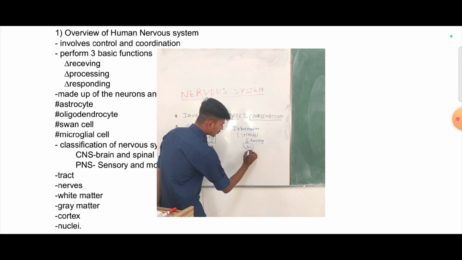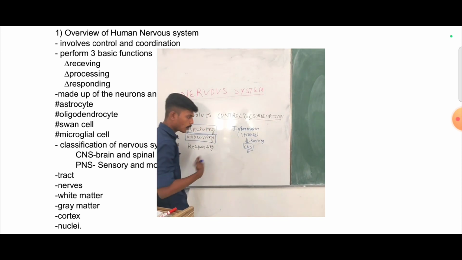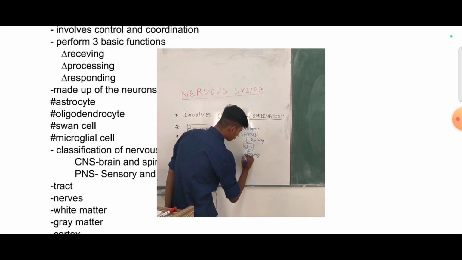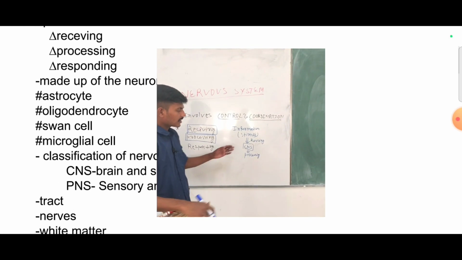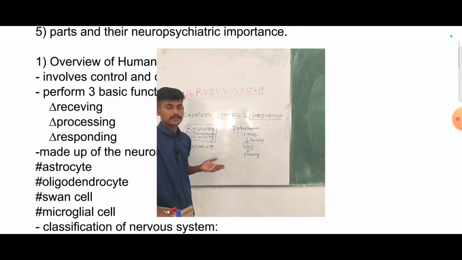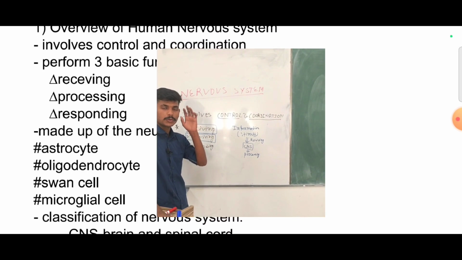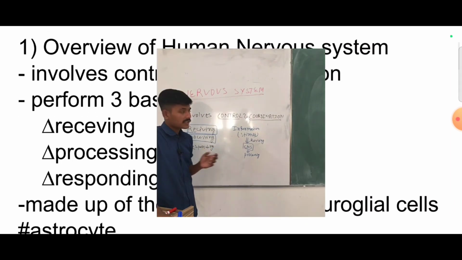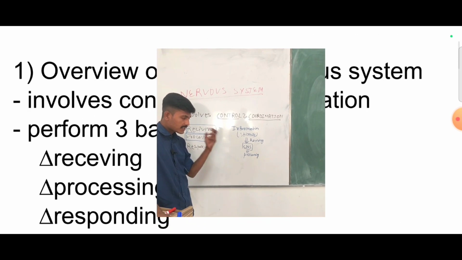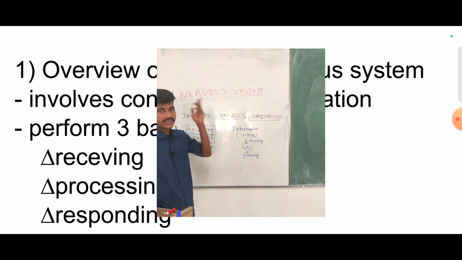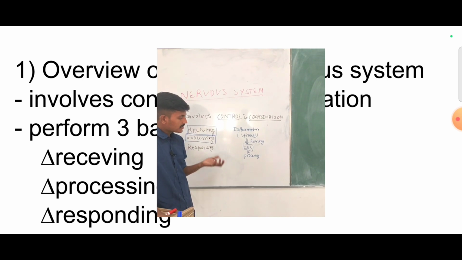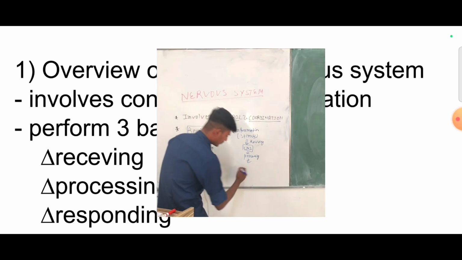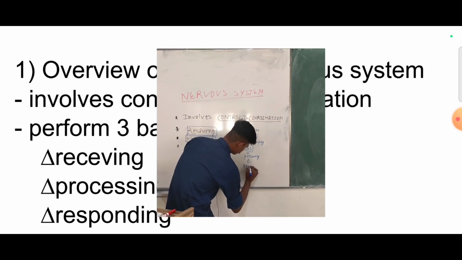Then after the receiving, the central nervous system should analyze and process. How will they process, and what is the basis? The basis is that the central nervous system previously has memory. We have the capability to remember things. So they first receive, compare and contrast with the previously stored memory, and then they will generate the response. Then they will respond.